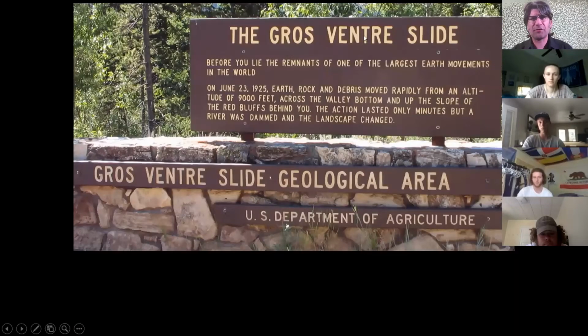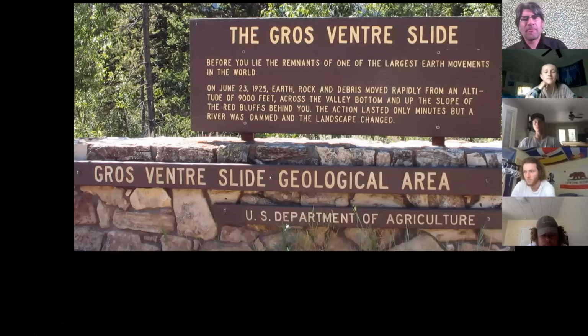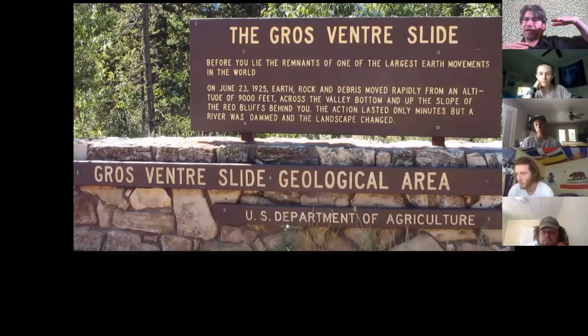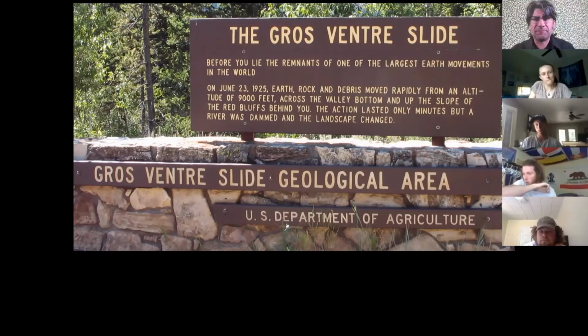So this is called Slide Lake, or the Grovant Slide Lake. The Grovant Slide, which happened in the 1920s, 1925, where we had a massive landslide that actually dammed the river, created a temporary lake, and then the water filled up that lake and eventually overtopped the lake, causing flooding afterwards.